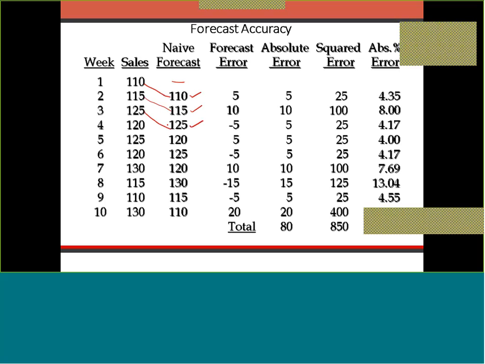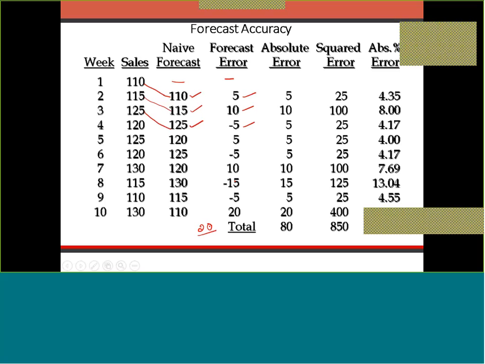Forecast error. Do you know the meaning of forecast error? The actual minus forecasted. So 115 minus 110 is 5. 125 minus 115 is 10. 120 minus 125 is minus 5. Like that, these are the forecast errors. So if you go for this total, this is 15, 10, 15, 10, 20, 5, 0, 20. So total is 20.